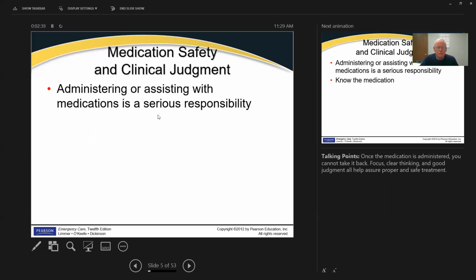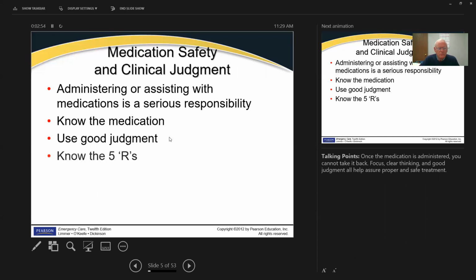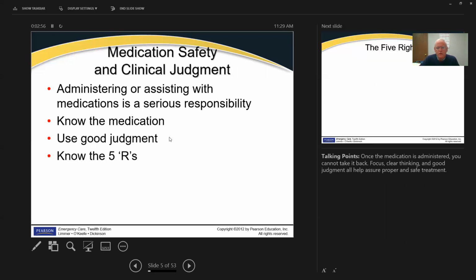So administering or assisting with medication is a serious responsibility. We can really hurt somebody. We can kill somebody. So this is something that we don't take lightly. Okay, you need to know the medication. You need to use good judgment. And very importantly, you need to know the 5 R's, the 5 rights of giving a medication.